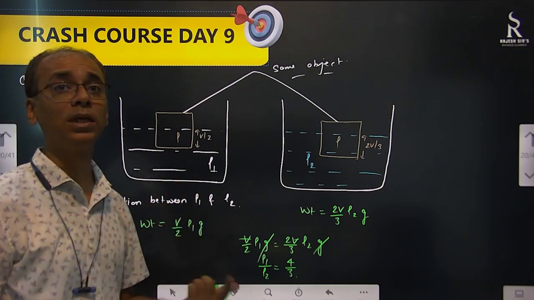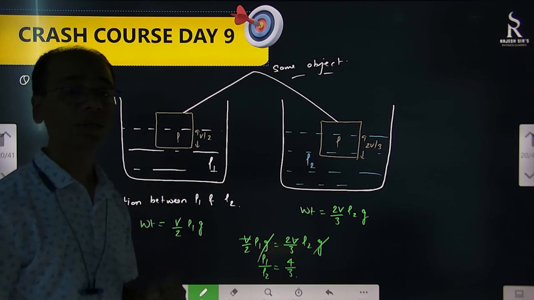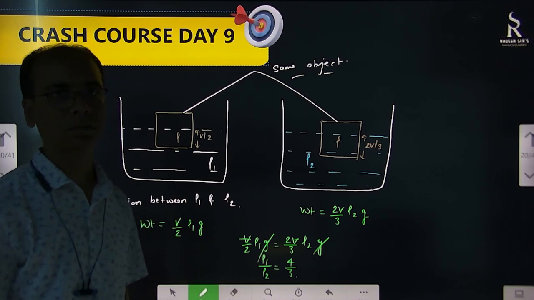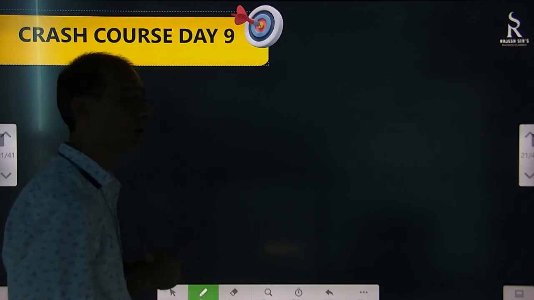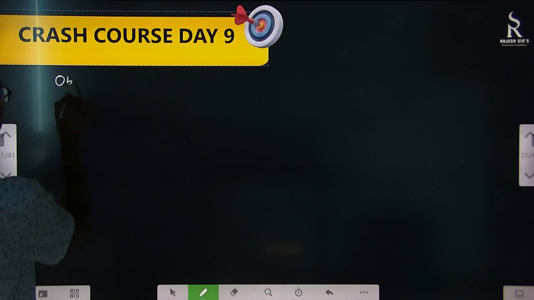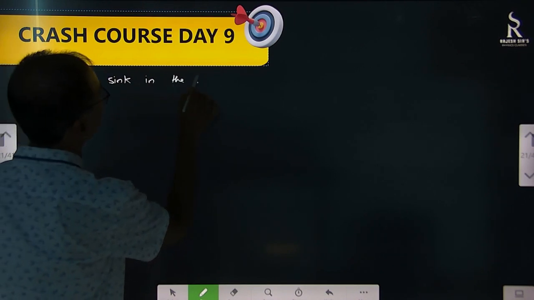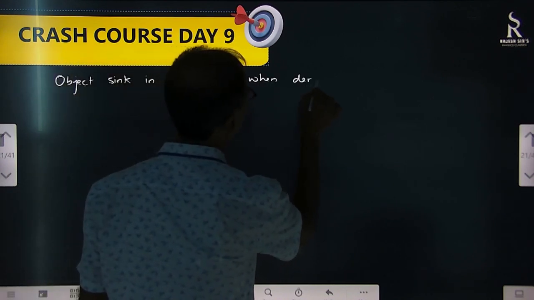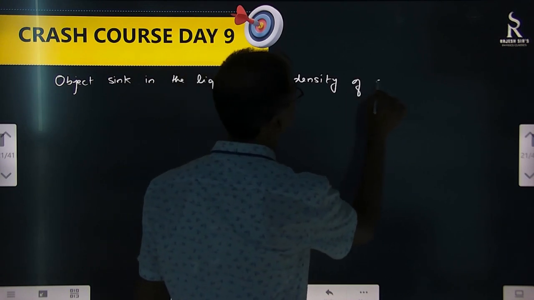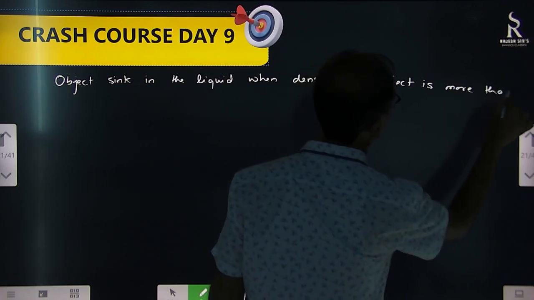One more thing is there in that one, the sinking object. If the object is sinking, there is a concept called apparent weight. Okay, fine. Object sinking means what? When does an object sink? An object sinks in the liquid when the density of the object is more than the density of the liquid.